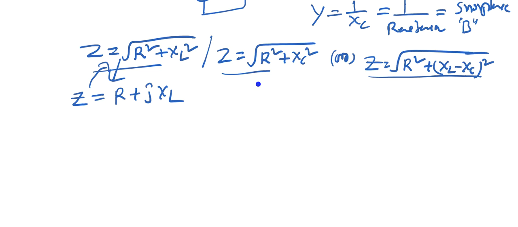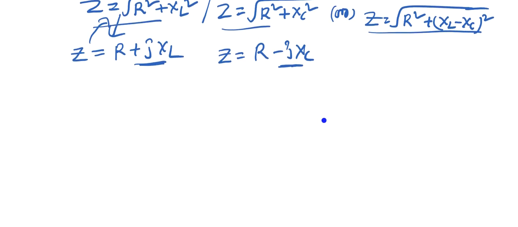So similarly, if you want to talk here, what could be the relations here? Then you come to know that. So here my Z is equal to R minus JXC. Why you are getting this minus XC and why you are getting this plus XC is, if you want to represent these two impedances in a complex axis, then you come to know that it is easy to understand.